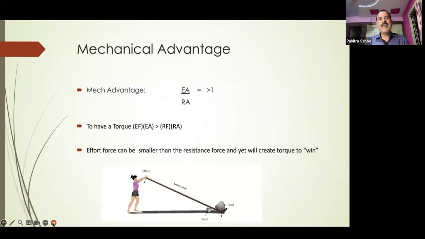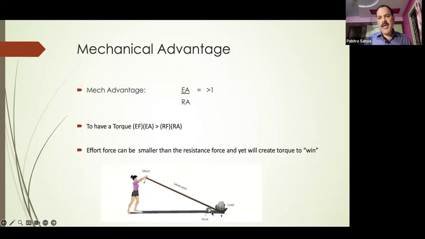Okay, so what is mechanical advantage? As I said, most of the body joints are in a mechanically advantageous position, by which the human body requires less force to produce more motion or movement. So a joint is in a mechanical advantage stage when the effort arm is larger than the resistance arm. If you look at this picture also, this is the effort arm and this is the resistance arm.